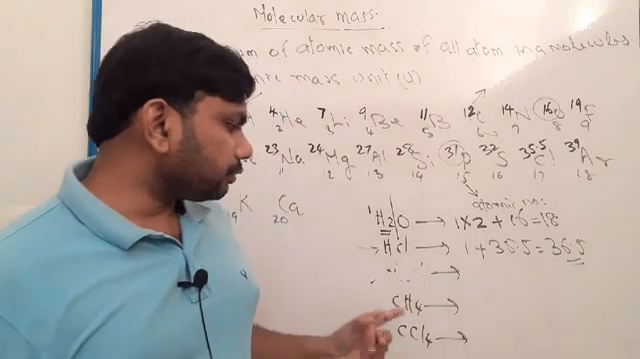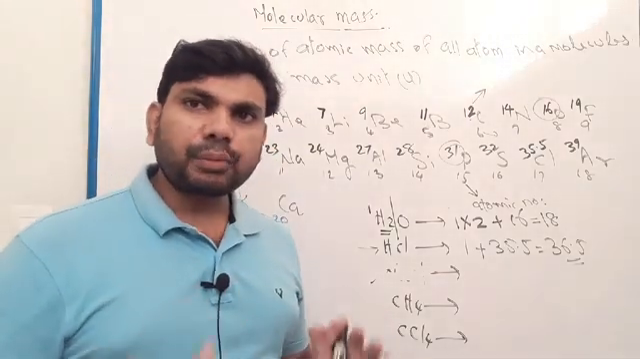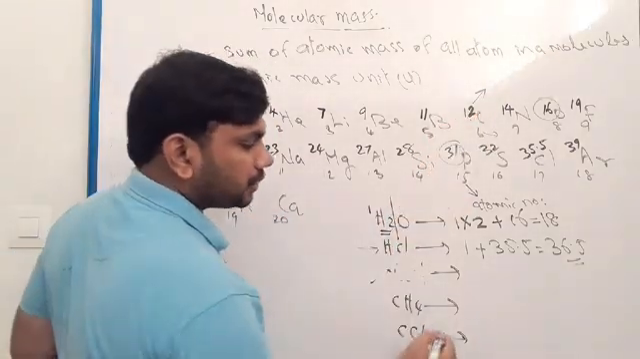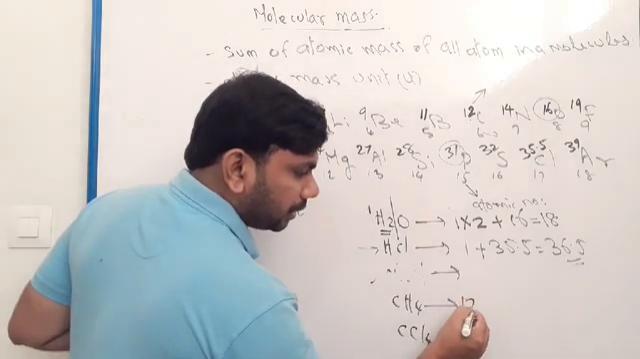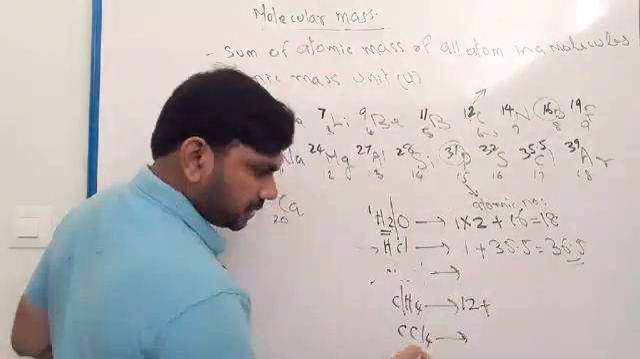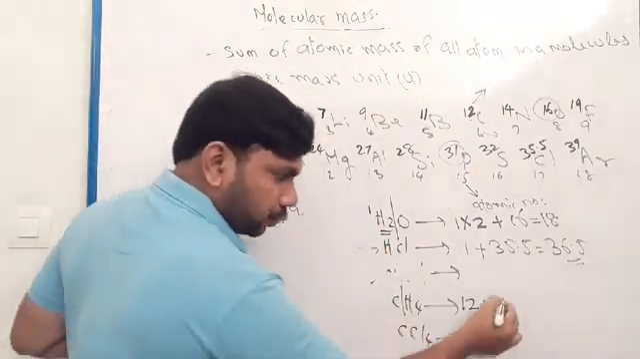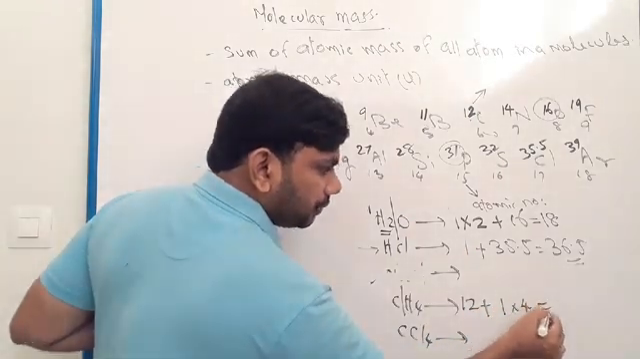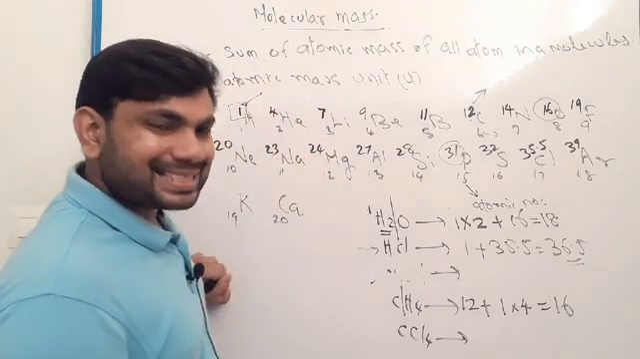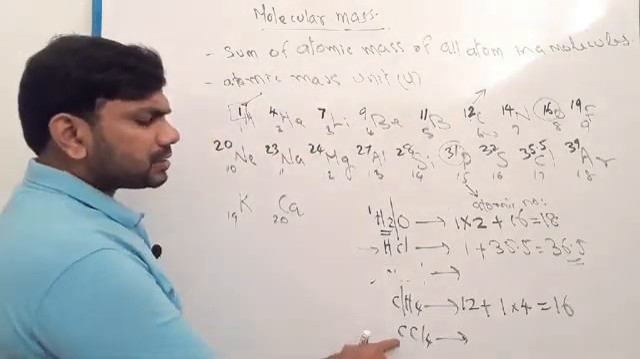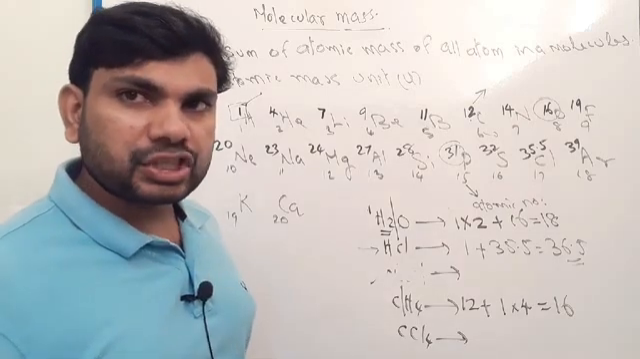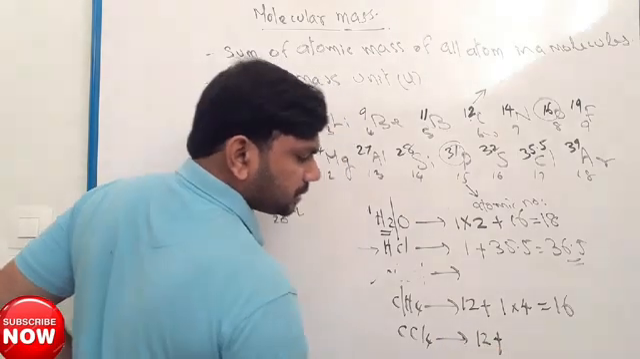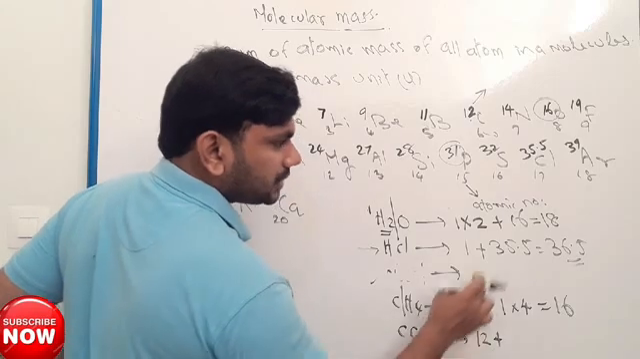Next one we have to discuss here, CH4. CH4 means 1 carbon and 4 hydrogen. Carbon atomic mass 12. After carbon put plus, and hydrogen again atomic mass 1. How many hydrogen here? 4 hydrogen. So 1 times 4. So the answer will be 16. Next one here, CCl4. CCl4 means carbon tetrachloride. Carbon mass 12. After carbon put plus. Here chlorine. What is the mass of chlorine?